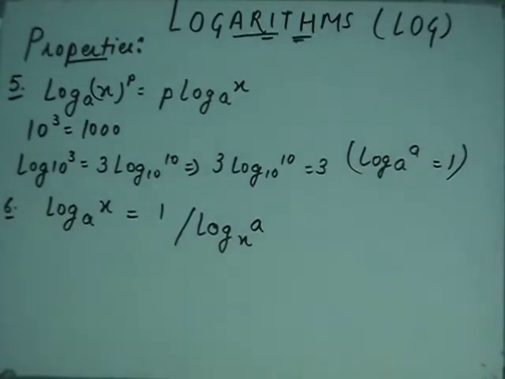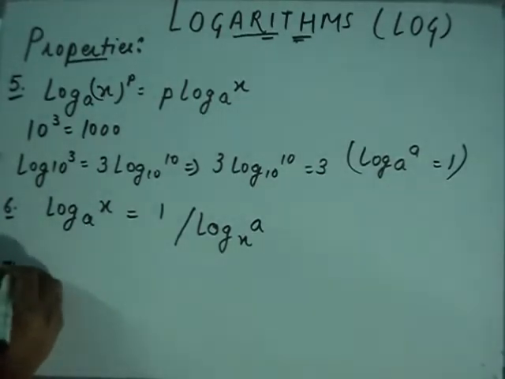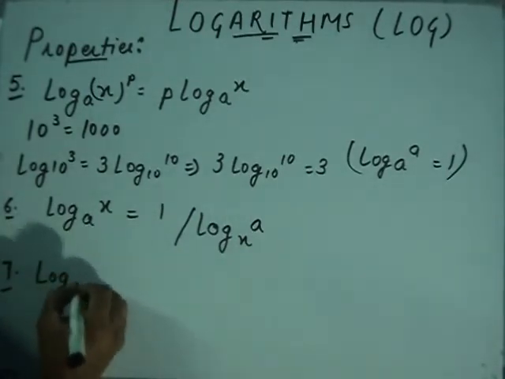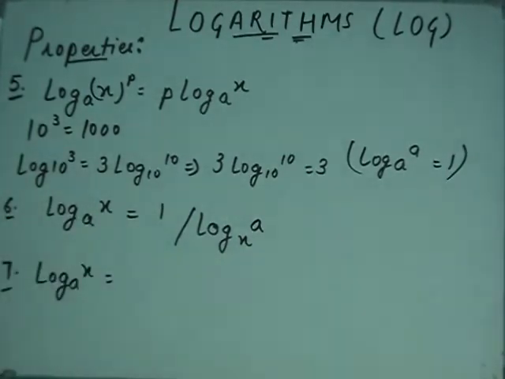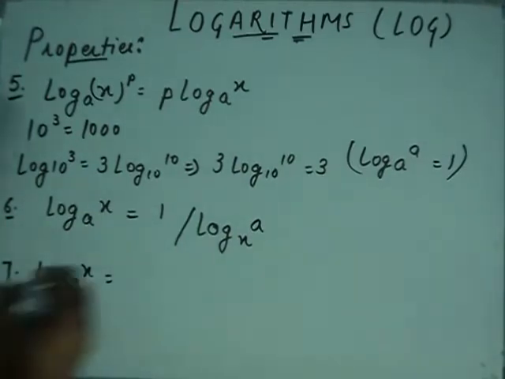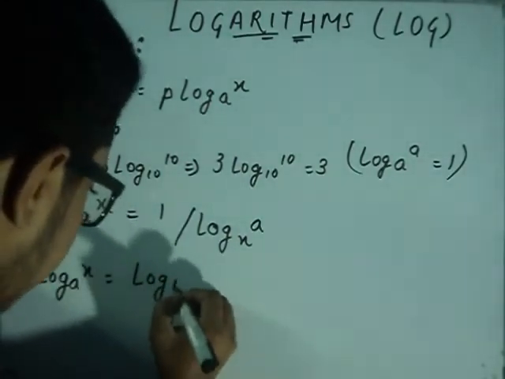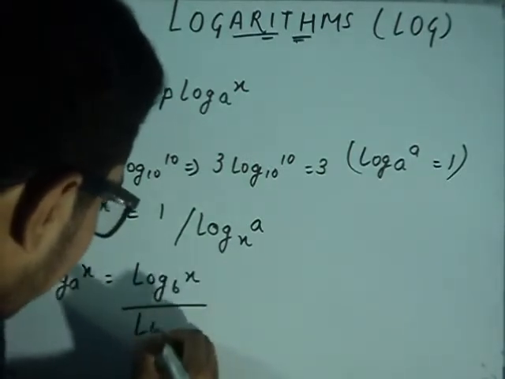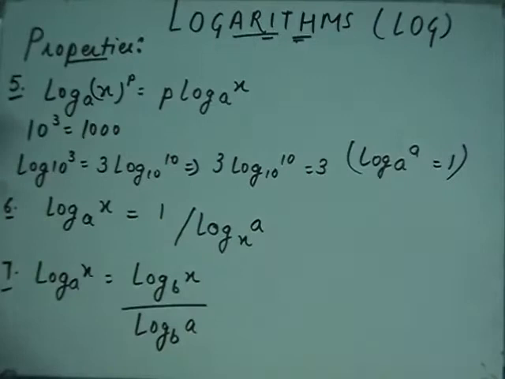And there is one more property. When we have log ax, I can write it as log bx divided by log ba. By introducing a new base, I can convert this form into this form. These are the different properties which we are going to use in various numericals to solve the logarithm questions.